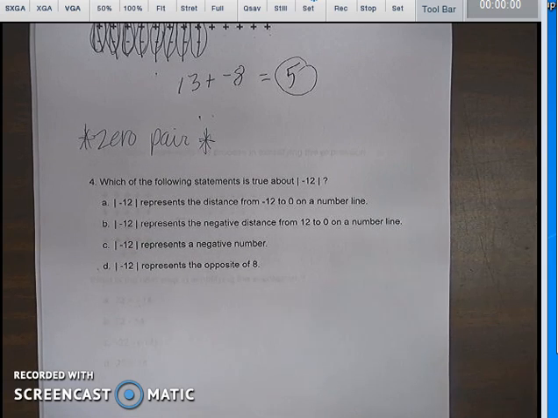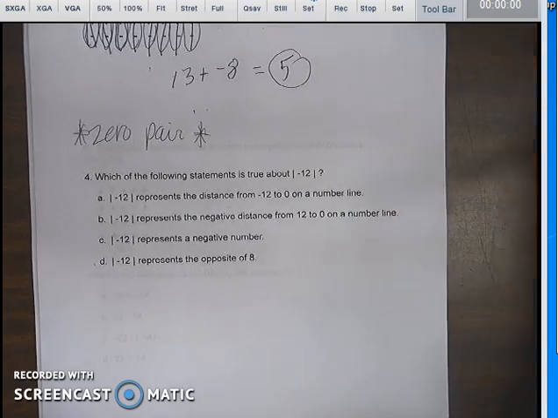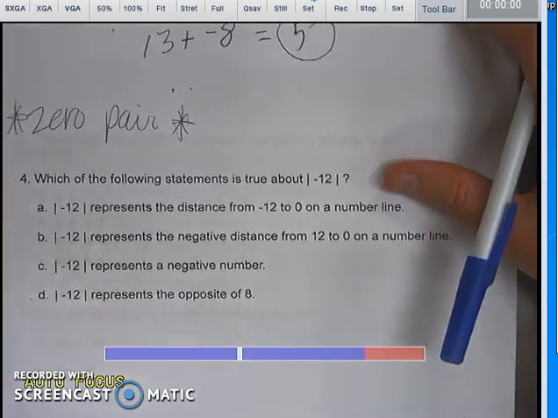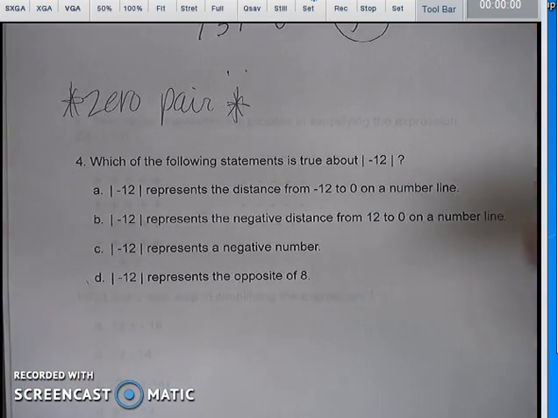Okay, this one right here says, which of the following statements is true about the absolute value of negative 12? And I know you're wondering, Ms. Gentry, we already did absolute value. We did that in the first 6 weeks. Well, for some reason, they're spiraling this through.